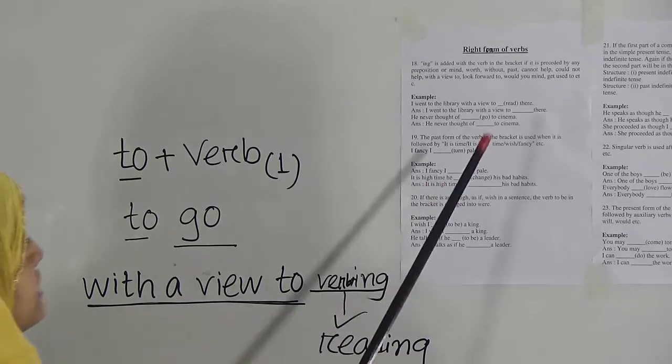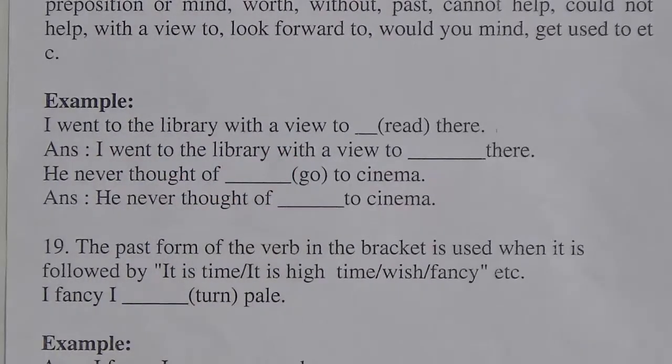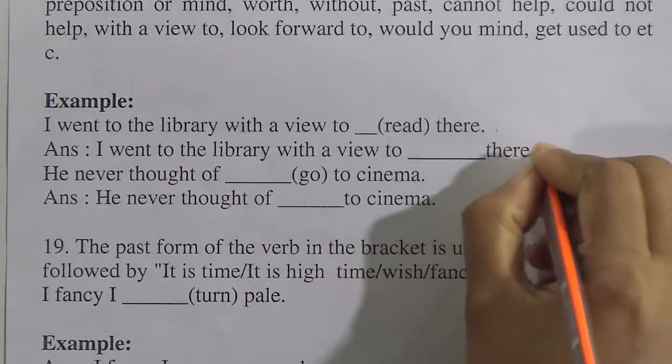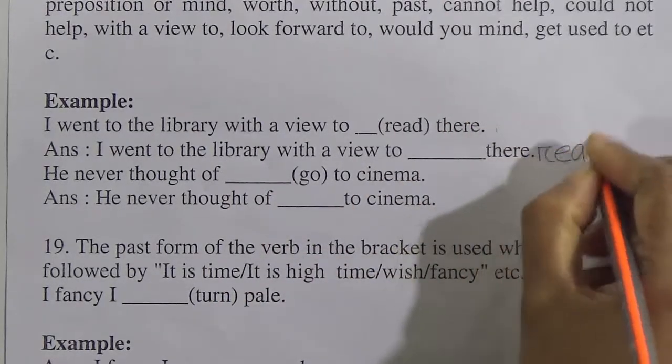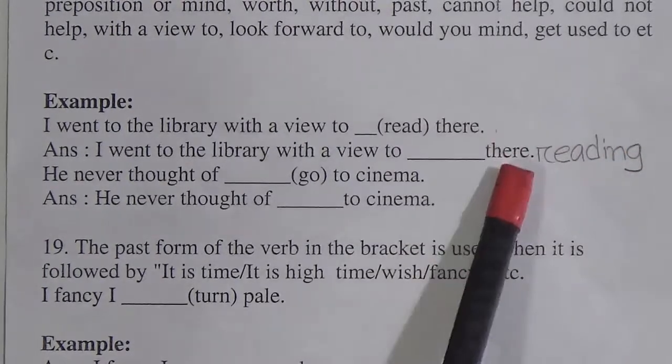Now come to the next rule. So for this sentence, I went to the library with a view to, here you have to write reading there. With a view to reading there.